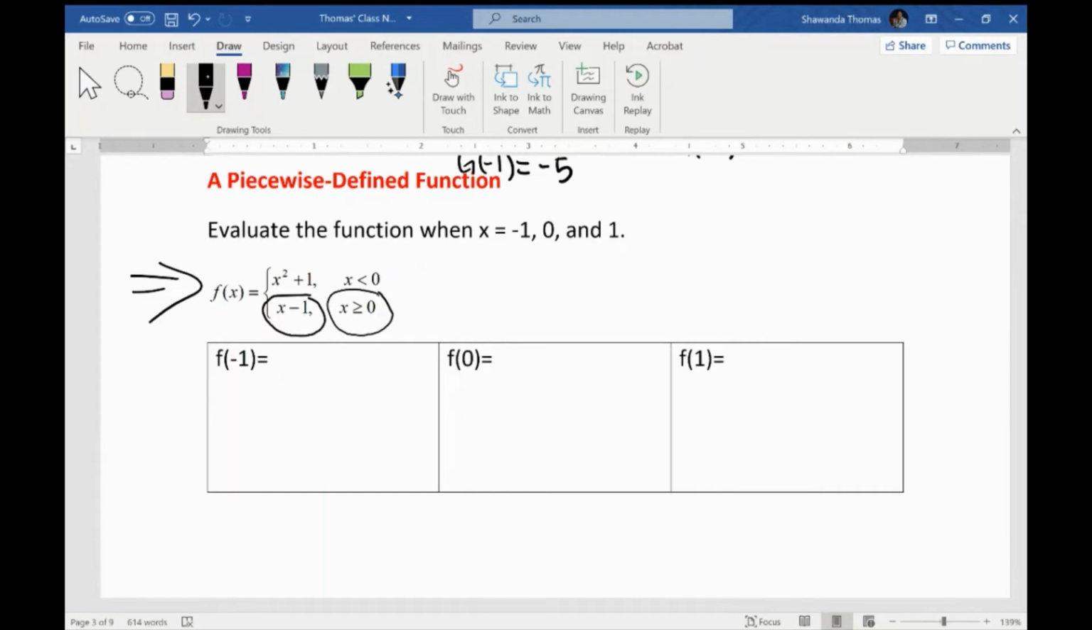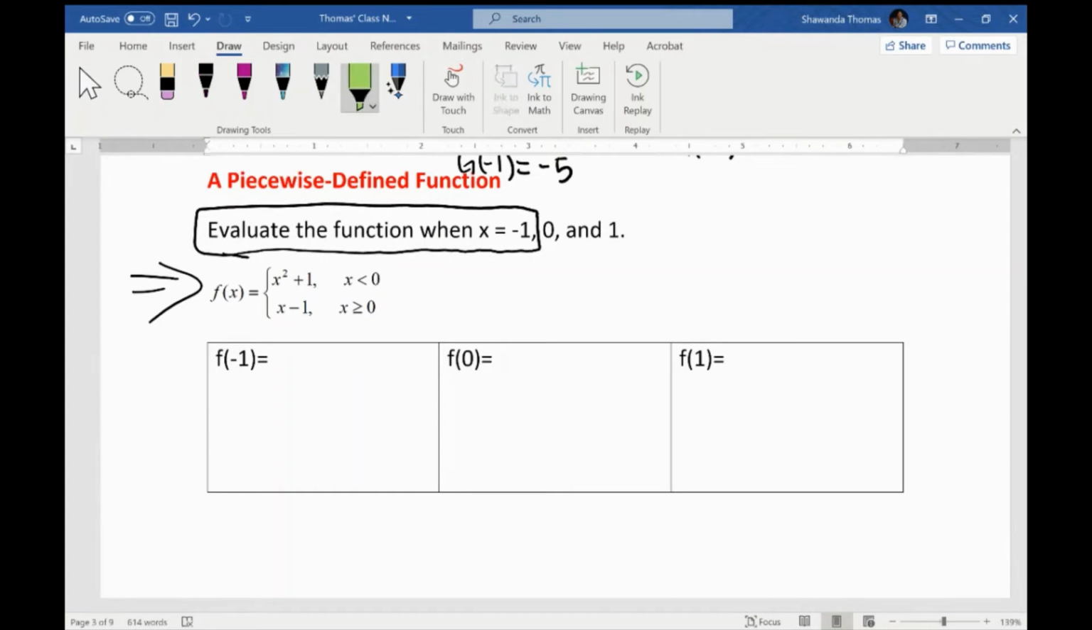All right, notice that they don't overlap. If y'all look at this, these x's never overlap. If they overlap, we have some problems. All right, so they don't overlap. All right, so when they say evaluate the function when x equals -1, let's just stop here. We're going to look for where does -1 fit in. So x is -1 right here.